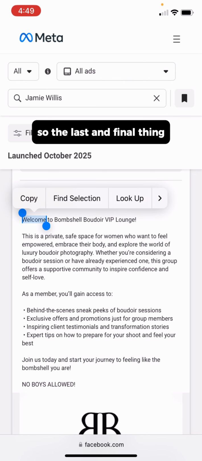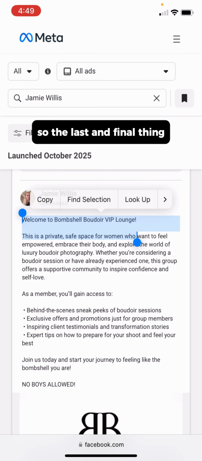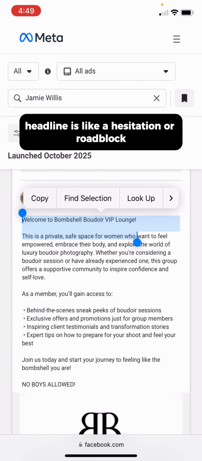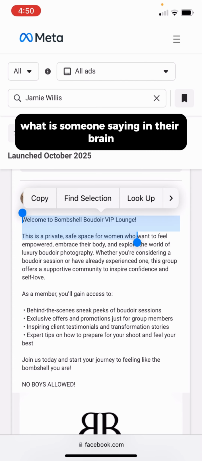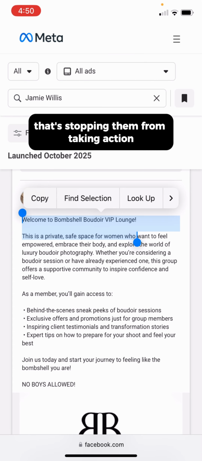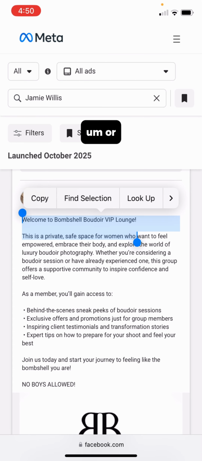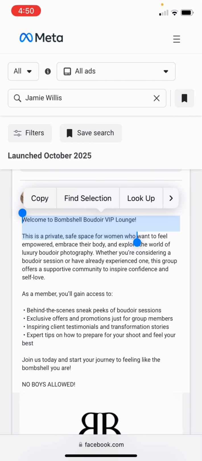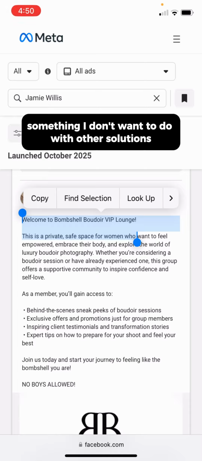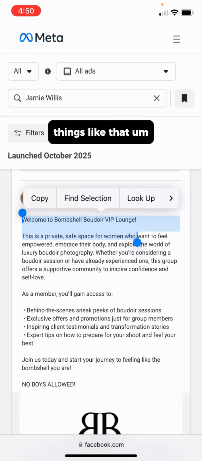So the last and final thing we want to see more headline is a hesitation or roadblock. What is stopping someone? What is someone saying in their brain that's stopping them from taking action? Or something that's not working with other solutions, or something they don't want to do with other solutions, things like that.